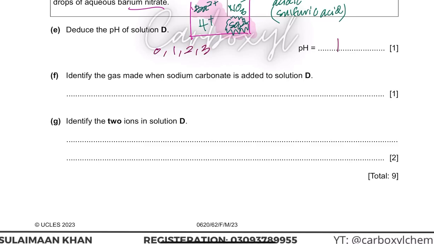Identify the gas made when sodium carbonate is added to solution D. We already know it's carbon dioxide, CO2, because it's not saying name, it's just saying identify. So you could write the formula or the name.